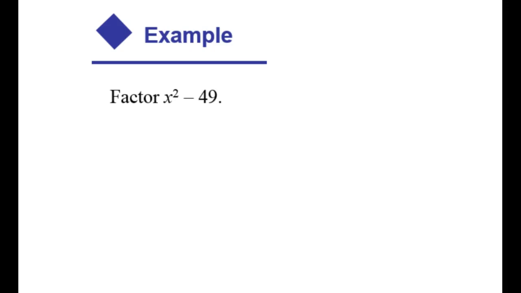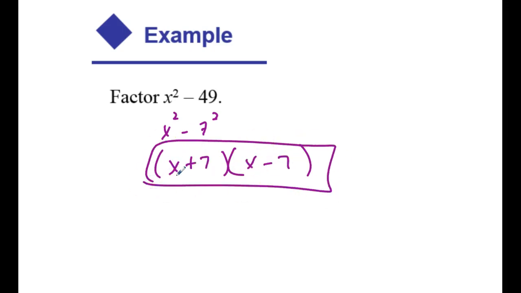So let's look at this. I need factors. Let's see. This is x squared, and this is really 7 squared. So both terms are perfect squares, but I have no middle term this time. So the rule states I'm going to say x plus 7 and x minus 7 for the final answer. You can FOIL that back together, and the neat part is it's called the conjugate.